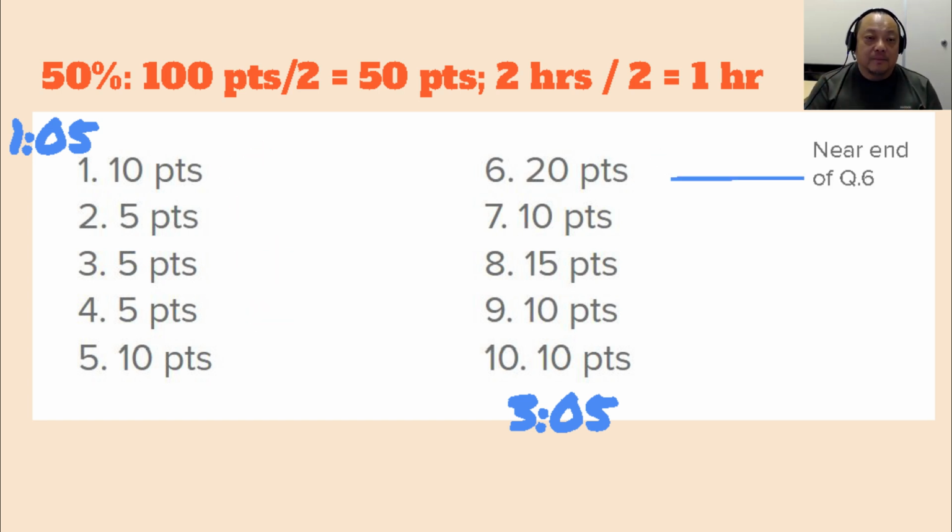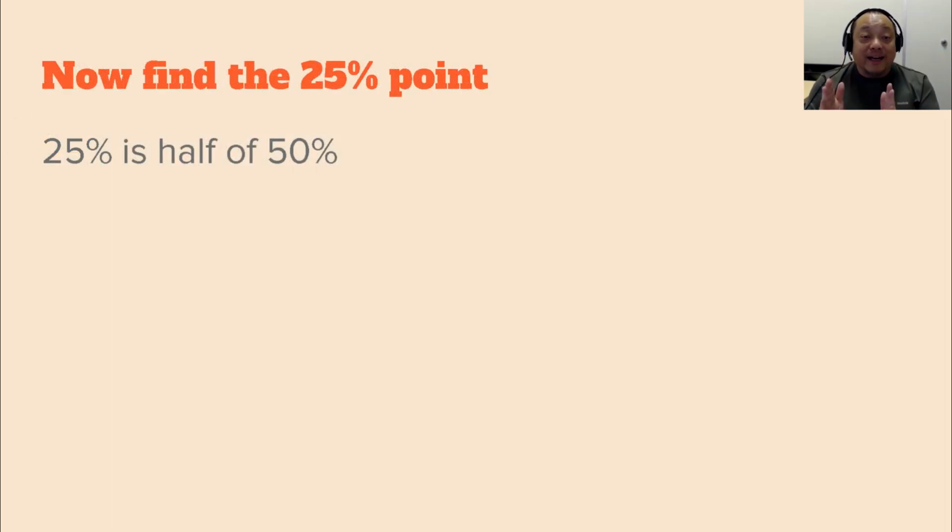Mark that. And 1 hour from 1:05 is 2:05 p.m. Put the timer of 2:05 right there. That means by 2:05 p.m. you need to be near finishing question 6. If you're pretty good at time, maybe this is all you need. Maybe you only need one time reminder. But most of us are not like that. I'd recommend continuing on and marking the 25% and 75% marks. Let's find the 25% point by taking half of 50%, half of half.